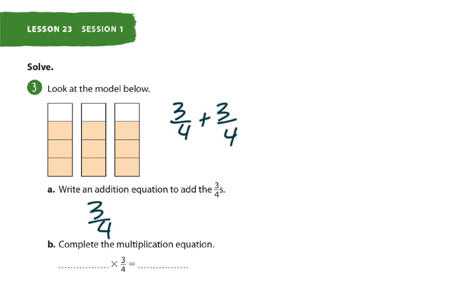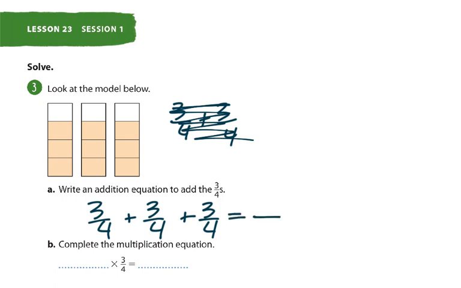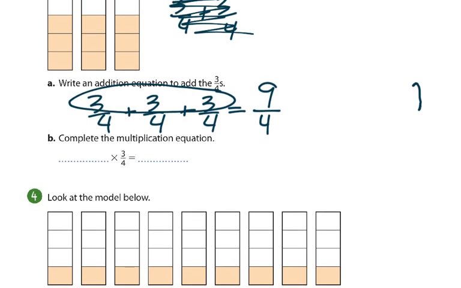Oh, I'm just going to do it right here where it wants me to do it. Okay. So we have 3 of them. They represent 3/4. Does the denominator change when I'm adding, Marcus? No. 3 plus 3 plus 3 is 9. 9/4. Complete the multiplication equation. 3 models look the same times 3/4. It's sitting on top of an imaginary number. 1. 3 times 3 is 9. 4 times 1 is 4.